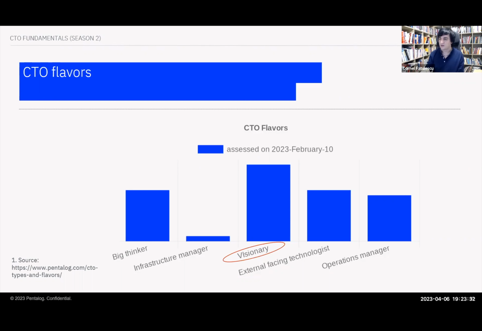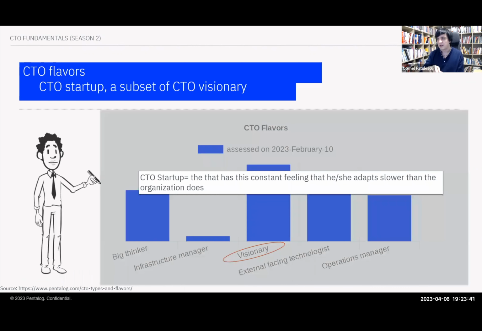flavor. Of course, this visionary is expert in the product, knows everything about it, but it would be very difficult for him or her to say we stop the product. The catch here is the CTO startup. CTO startup is a subset of the visionary. It's when the CTO has this constant feeling that he or she adapts slower than the organization does. When this is your feeling, the burnout or something very wrong is going to happen. It's a matter of time, because usually more people cannot adapt faster than one person. So you have this feeling something conceptually is very wrong, and you are taking too much on yourself, and there is something very problematic.